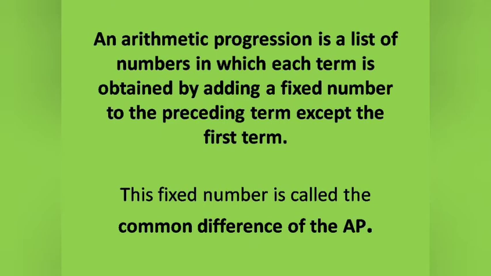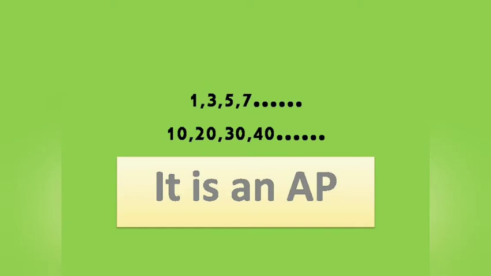Now let us observe those series which we have discussed earlier. Case number 1, which had the numbers in the form 1, 3, 5, 7. Another was 10, 20, 30, 40. 1, 3, 5, 7 has got a common difference of 2. Similarly, the second one, 10, 20, 30, 40 has got a difference of 10. So we can call it an AP.